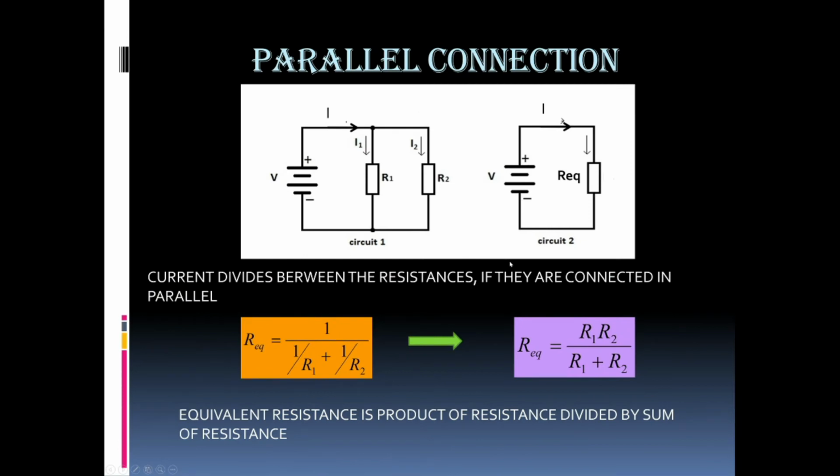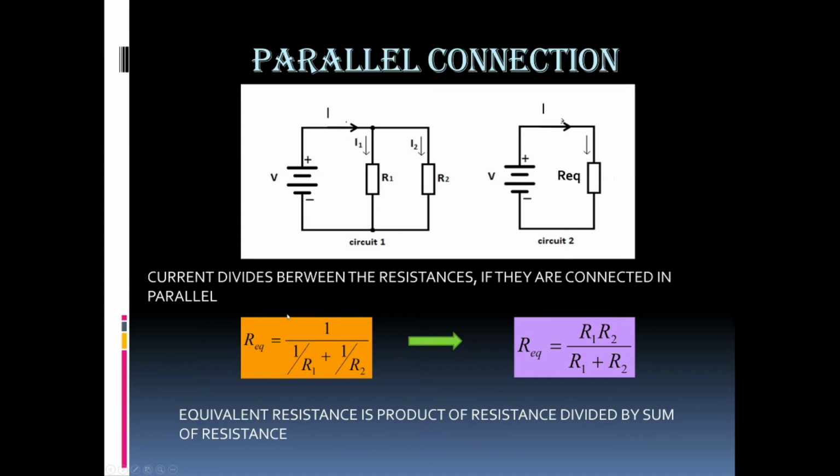Next is parallel connection. Look at circuit 1, there's a battery and there's a current I flowing from the battery. This current divides between both the resistances R1 and R2. In resistance R1 we have a current I1 and in resistance R2 we have a current I2. The current I divides between both the resistors, hence they're connected in parallel. If the current divides between the resistances, then they're connected in parallel.